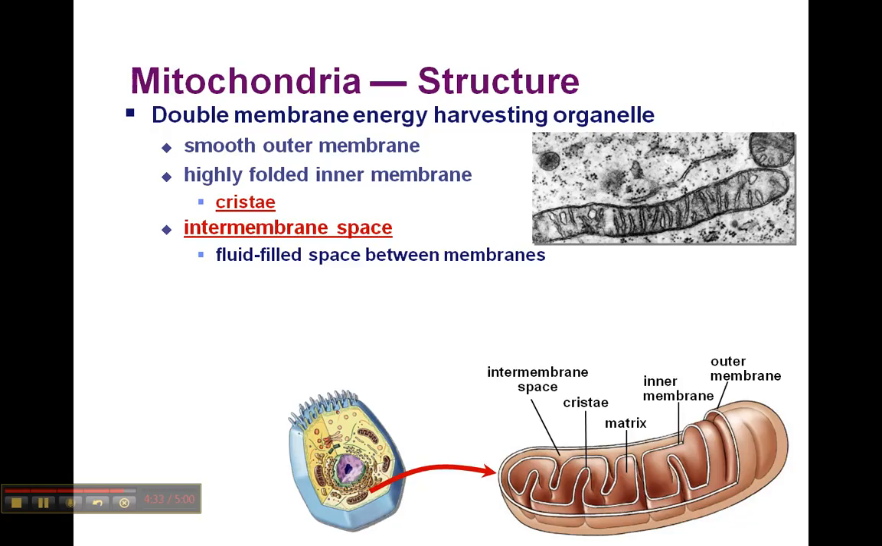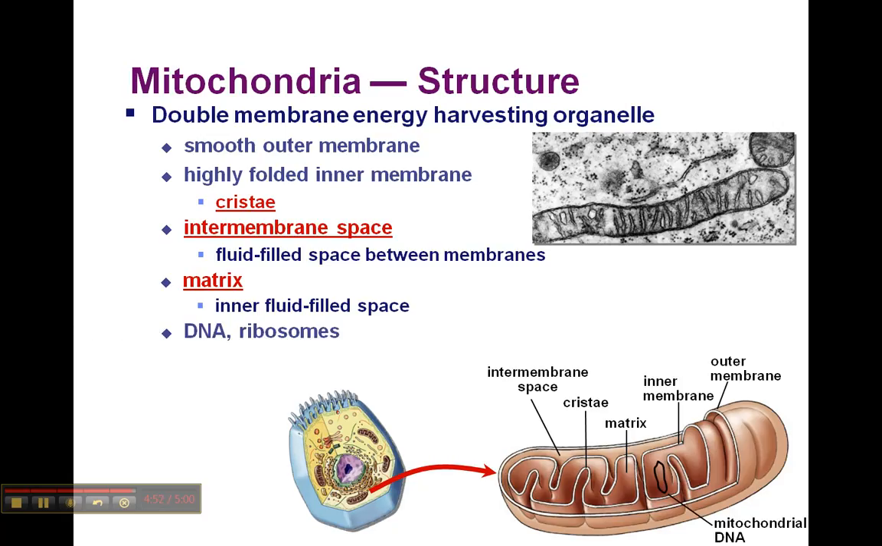We colored this, so you should remember it. It is the fluid filled space between the membranes. The matrix is the inner hollow area here in this image, and it is a fluid filled space. Mitochondria have their own DNA and their own ribosomes. They have enzymes that are free in the matrix as well as those that are membrane bound.